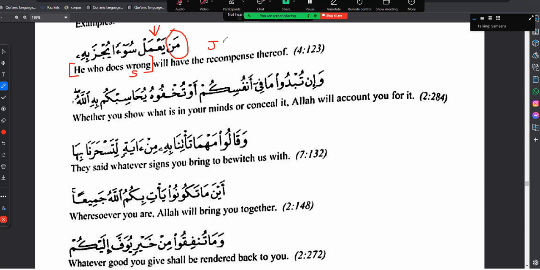Okay, man ya'mal su'an yujza bihi. Okay, he who does wrong. This is the shart part, the if condition, right? And then you have the then condition, that is the jawab shart, will have the recompense thereof.